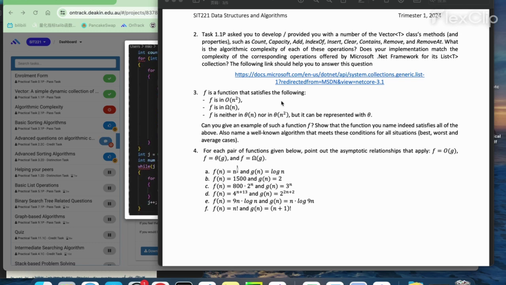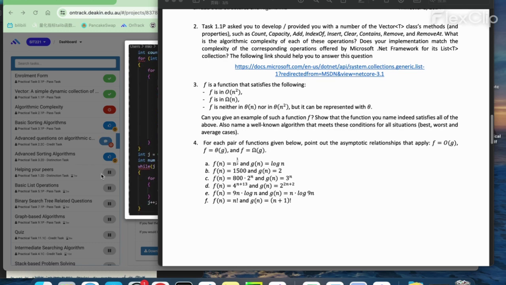And because f(n) equal to n log n grows faster than n, it's not theta of n. And it's also slower than n squared, so it's not theta of n squared. So f(n) equal to n log n matches all the conditions here, and there is an algorithm named merge sort that fits our conditions.